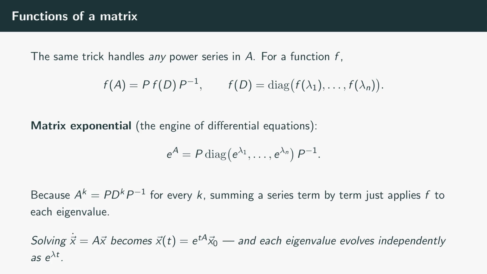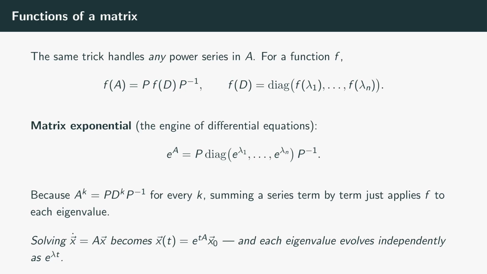Here is how far this idea reaches. Powers were just the start. Because a to the k equals p times d to the k times p inverse for every power k, any function of a that is built from a power series gets the same treatment. For a function, f of a equals p times f of d times p inverse, and f of d is just f applied to each eigenvalue along the diagonal.